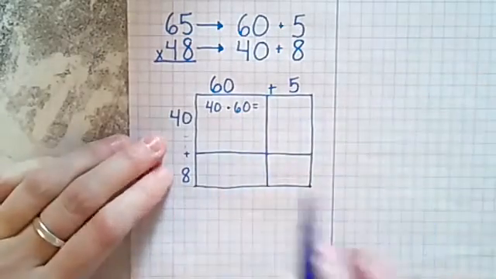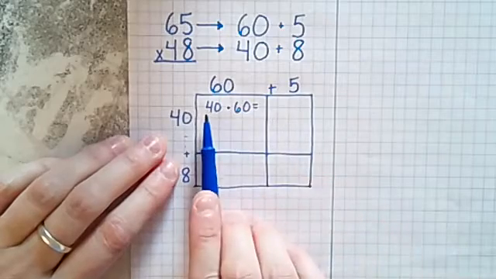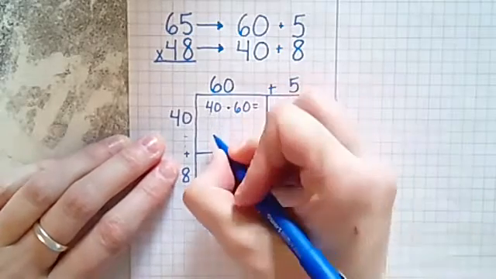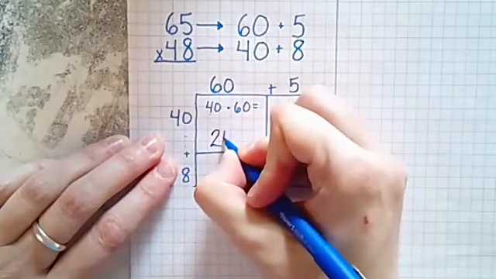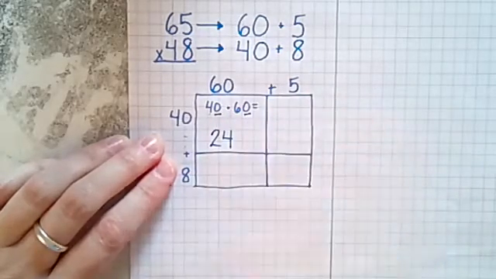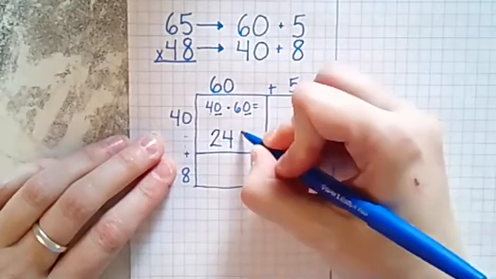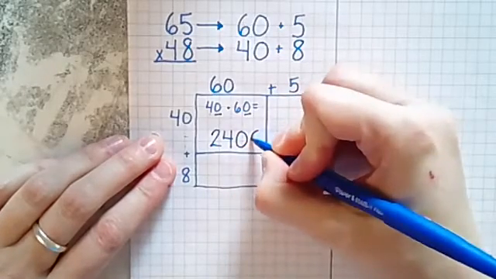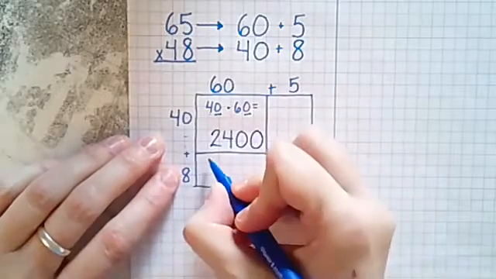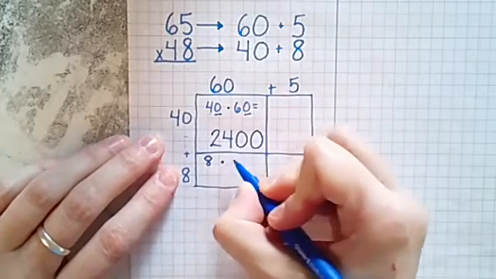We know we can multiply the two numbers that are not zeros. That's the 4 and the 6. So when we multiply 4 and 6, we get 24. Now, because of the power of 10, I can take the two zeros I have, and I'm simply going to put my two zeros there. And now we're going to move on to the bottom one, and this is 8 times 60.